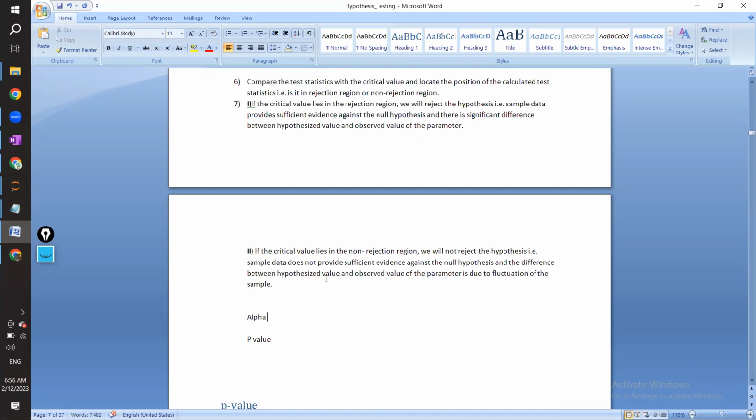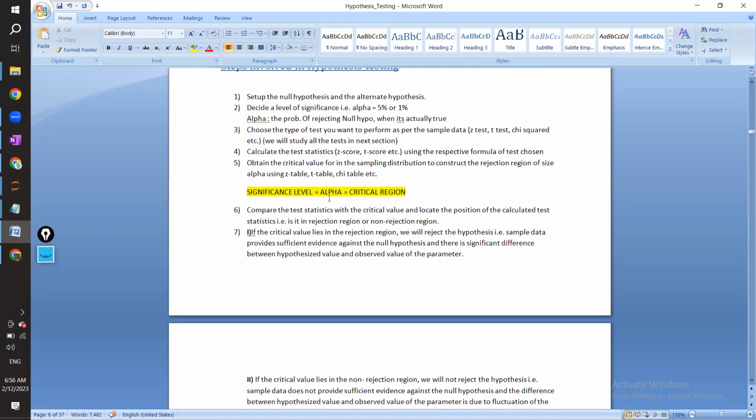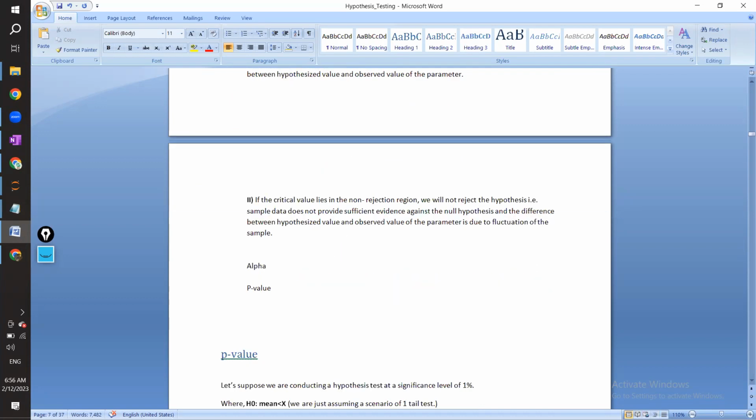Now alpha is also called the significance level, also the critical region. But fundamentally what is this? It is the probability of the null hypothesis being true. Oh sorry, it's not that, that's the p-value. The significance level is the probability of rejecting a true null hypothesis. And the p-value is the probability of the null hypothesis being true. These two are different.